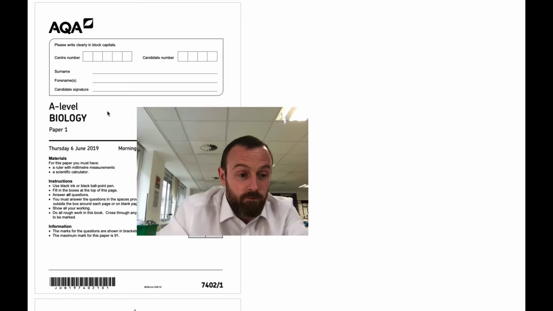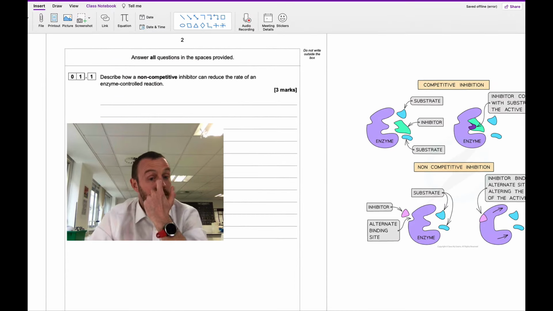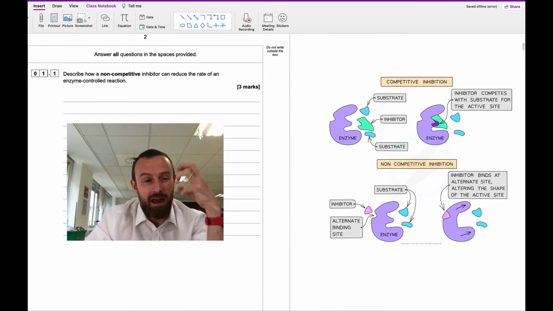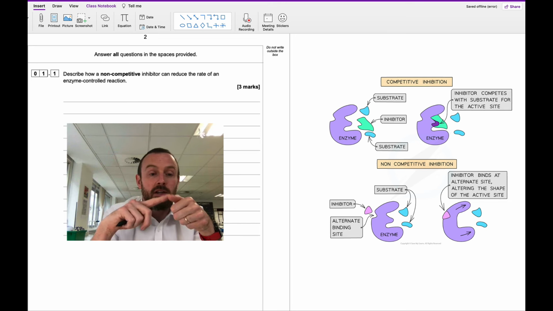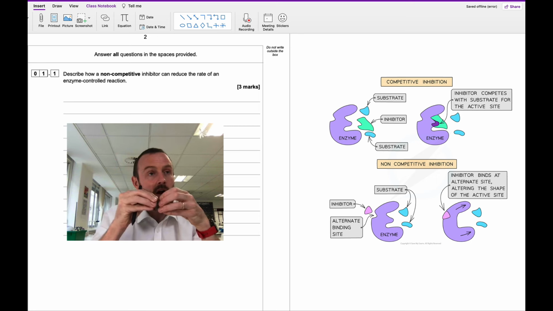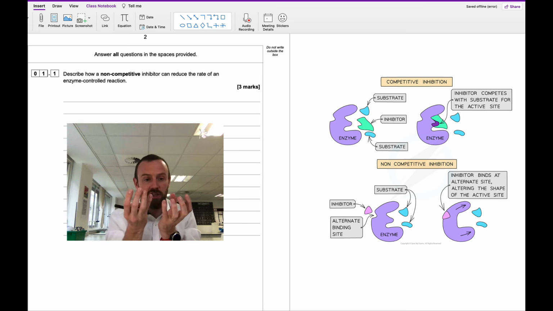All right, first question. Describe how a non-competitive inhibitor can reduce the rate of an enzyme-controlled reaction. I've dropped in a little picture here. This is the sort of thing that you should have in your head, this image for the non-competitive inhibitor. The key thing is the inhibitor binds to the enzyme somewhere other than the active site. You can call it an allosteric site. And when it binds to this other site, it slightly changes the tertiary structure of the enzyme, changes the shape of the active site, so that now the substrate can no longer fit into the active site. Okay, so that's what you need to say.